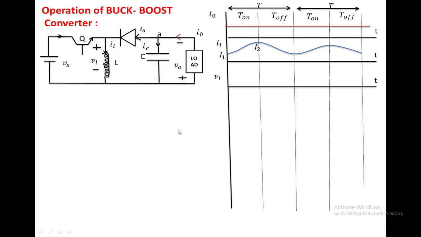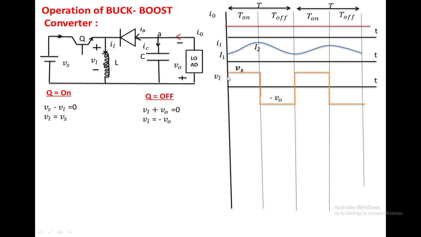If you find the voltage across the inductor, when the switch is on, the voltage across the inductor becomes VL. When the switch is off, the inductor is connected directly across the load, so it is minus V0. Vs minus VL equals 0 when the switch is on, so VL equals Vs. When the switch is off, apply KVL in this loop: VL plus V0 equals 0, so VL equals minus V0. From this we can draw the waveform. This is Vs, this is minus V0, this is Vs again, minus V0.